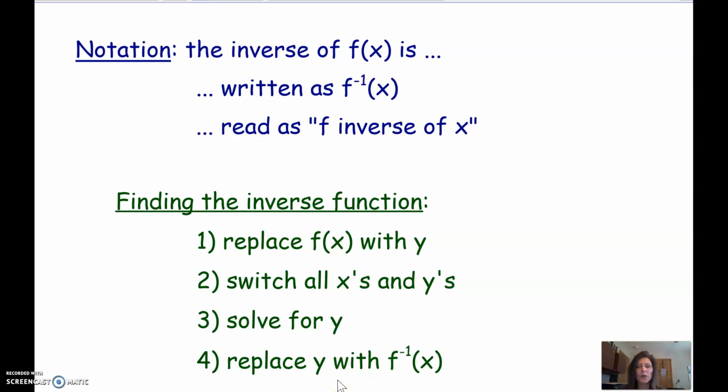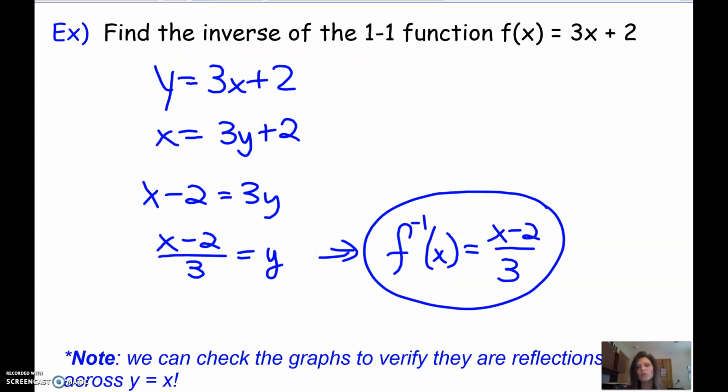And then finally, when we have y by itself, we're going to use the new fancy notation and call it f inverse of x. Let's take a look at an example. If I have a 1-to-1 function, and again, why do I want to start with a 1-to-1 function? Because its inverse will also be a function. Then I want to find its inverse. So f of x is equal to 3x plus 2.